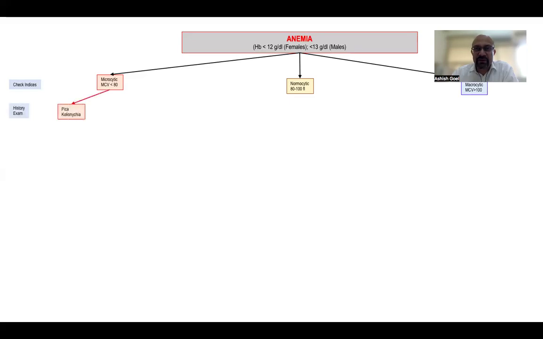Look for the history and examination. If you find that the patient has history of pica and has koilonychia, look for the laboratory parameters again. You find that platelets are increased, the red cell distribution width or the RDW is increased. You find on peripheral smear there are pencil cells. Check the Mentzer index and do the iron studies. Now, what is Mentzer index? The Mentzer index is calculated by MCV divided by the RBC count.